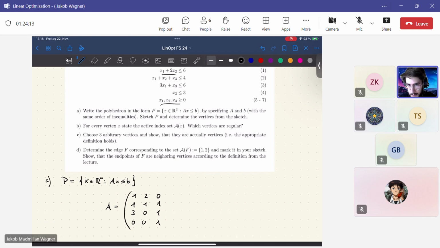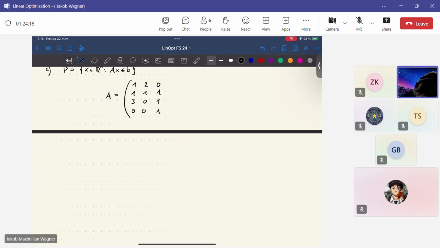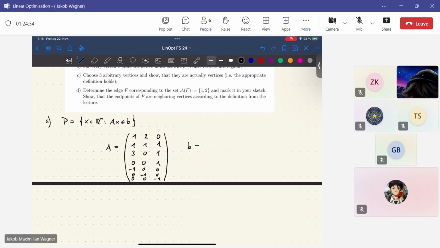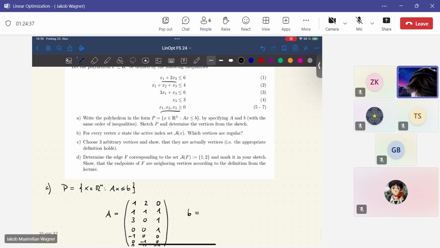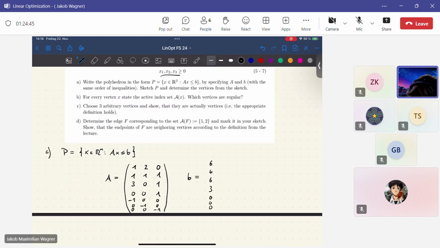And we've written these non-negativity constraints all together, but again, these are 3 different constraints. And in order to write them as a less or equal, we need to multiply them with a -1. And that's why in this matrix A, we have here additionally -1, 0, 0, 0, -1, 0, and 0, 0, -1. And the vector b is then just the vector on the right-hand side. So 6, 4, 6, 3, and then 3 zeros for the 3 non-negativity constraints. All right.